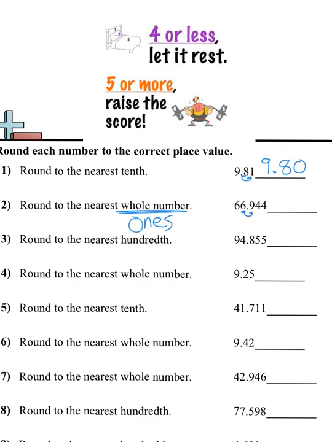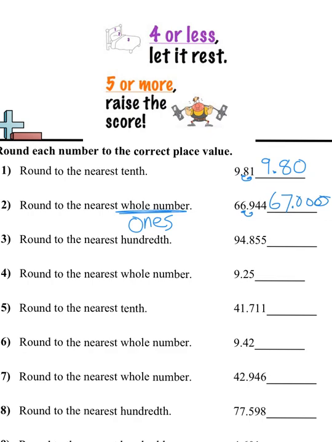The neighbor to the right is a 9. Remember, 5 or more raise the score. 9 is 5 or more, so our 6 in the ones place is going to round up to a 7. So the 6 in the tens place stays the same. The 6 in the ones place becomes a 7. Now this next part is optional, but anything after that place value will become a 0. So you could just leave it at 67, or you can put in your decimal point, and then the 944 thousandths would become all zeros. So our answer is 67.